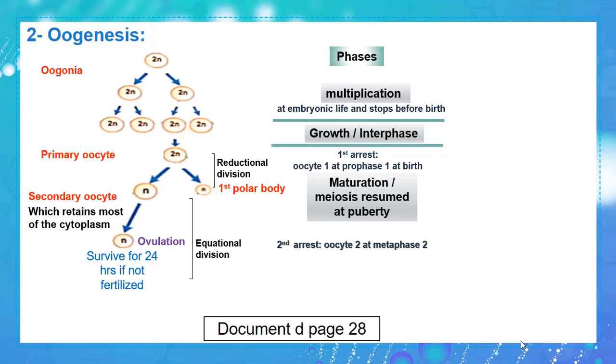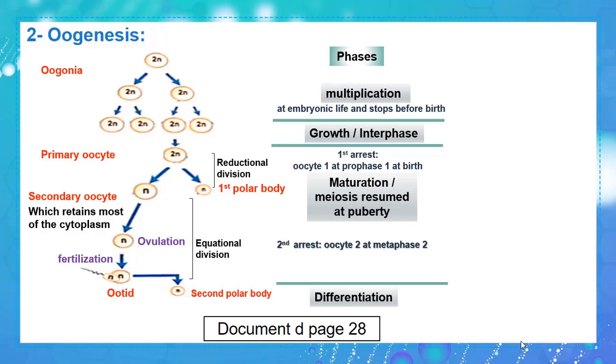Now, if fertilization does not occur, meiosis will never be resumed and oocyte 2 will survive for 24 hours only, and thus oogenesis won't be completed. But if this oocyte is fertilized by a sperm cell in the fallopian tube, meiosis will resume again and the oocyte 2 will release its second polar body. And so an ootid is formed, and this would be the differentiation phase. The ootid nucleus will then fuse with the nucleus of the sperm to give the zygote.